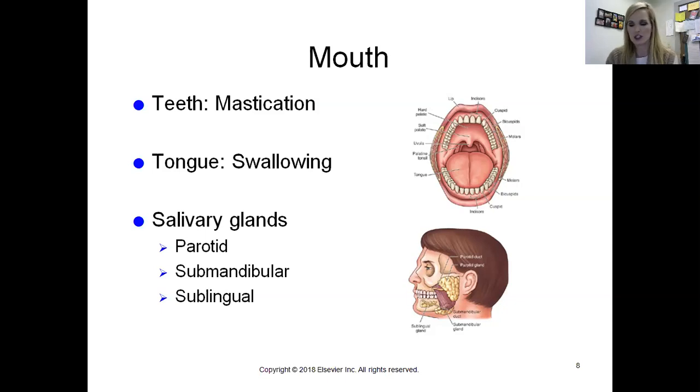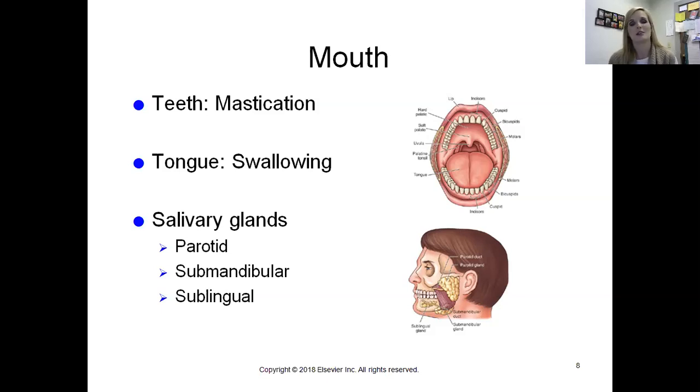Deglutition. Sorry, I have to write it out. If you guys ever see that anywhere or hear that, that's just another term for the process of swallowing. So the tongue is going to be not just involved in moving that food around your mouth, but also aiding in that process of swallowing. So the muscles that are there in our mouth, as well as the tongue, are going to actually make that process take place.